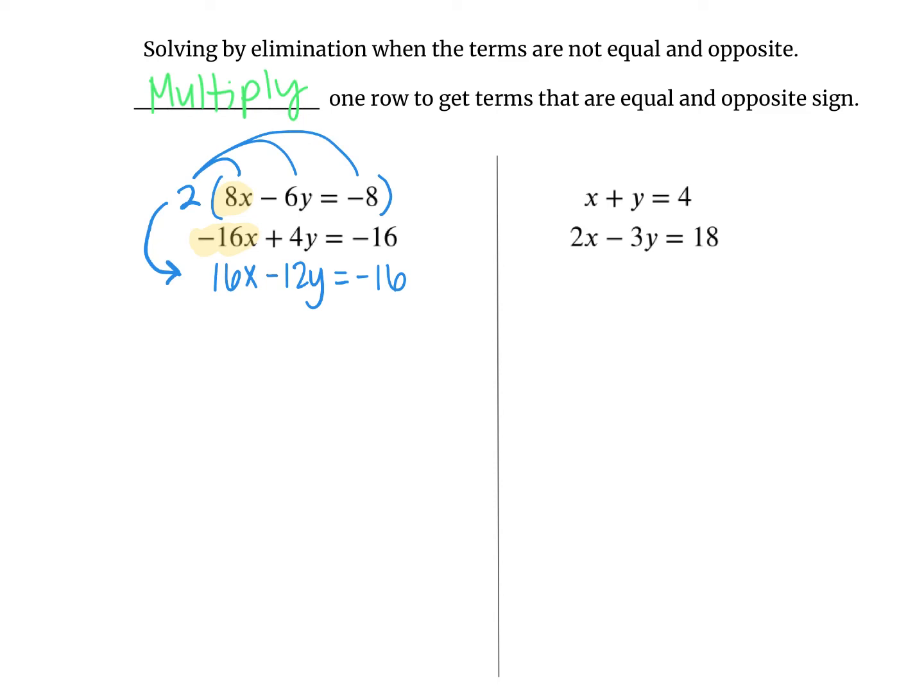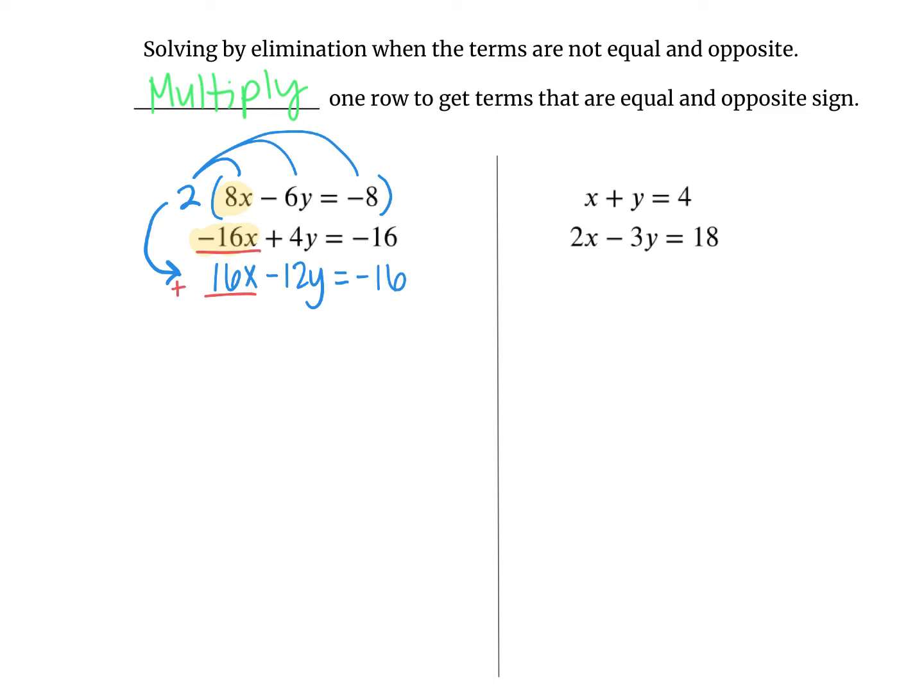So I've multiplied that other equation, that first equation, by 2. And now notice in our second equation we have a negative 16x, and we have a positive 16x now. So now we can go back to our original steps, where we add the equations together.